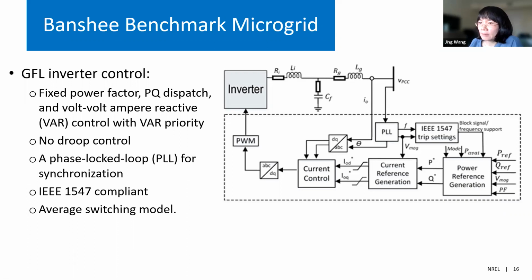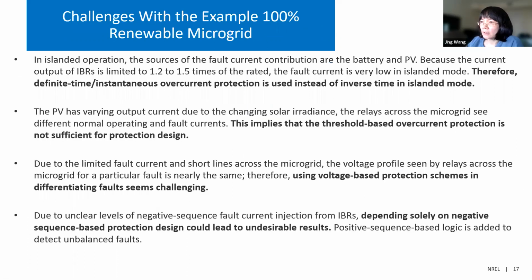In the next slide, I want to talk a little bit about the challenges we see with this specific 100% renewable microgrid. First of all, in the isolated operation, the sources of the fault current contribution are the battery and the PV inverters, because the battery is 1.5 PU maximum current, and the PV is 1.2. So the fault current is really low, and therefore, definite time or instantaneous overcurrent protection is used instead of inverse time in the protection in the isolated mode.